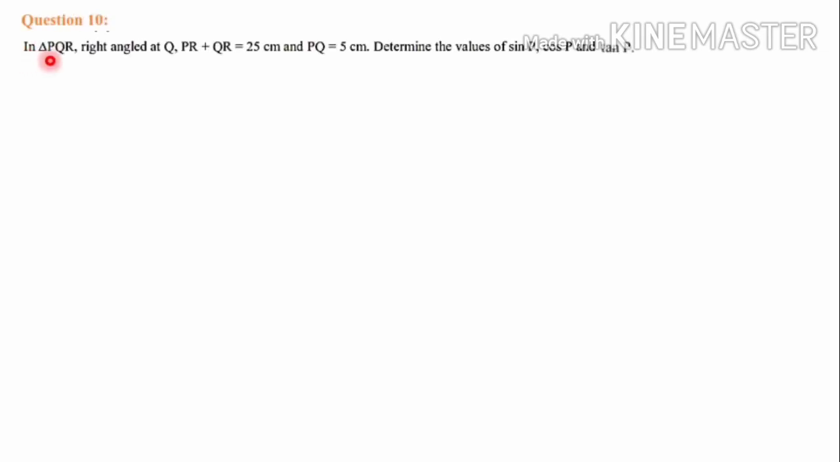Next we shall discuss question number 10. The question is, in triangle PQR, right angled at Q, PR plus QR is equal to 25 centimeter and PQ is equal to 5 centimeter. Determine the values of sin P, cos P and tan P. Here the given measurements are PQ is equal to 5 centimeter, PR plus QR is equal to 25 centimeter.